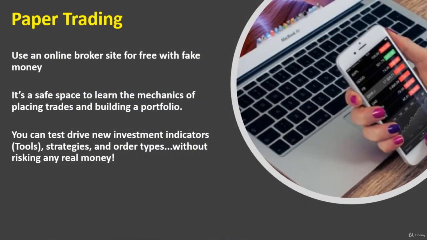So paper trading is where you can basically trade for free. Almost all online broker sites will offer this for free with, in effect, fake money, whatever your currency is, whether it's dollars or euros or rupees. So you want to look for if they're offering paper trading. All it is, you basically get the practice for free. It's with fake money. It's a safe space where you can learn the mechanics of placing trades and building a portfolio and trying different things that you might learn through the course. And you can get real comfortable with it before you start actually testing with money.